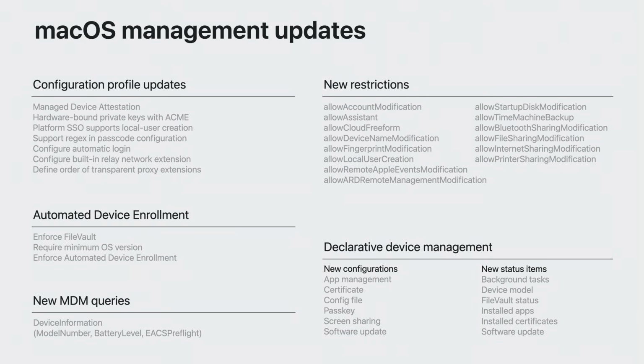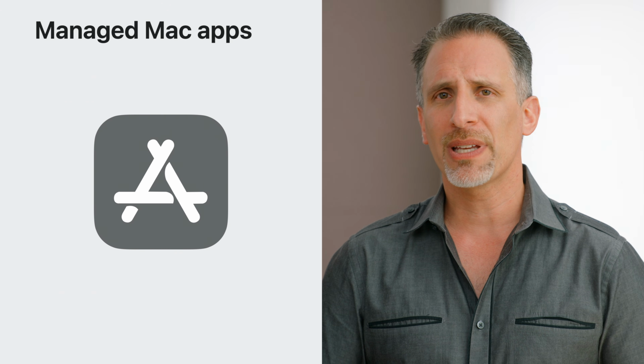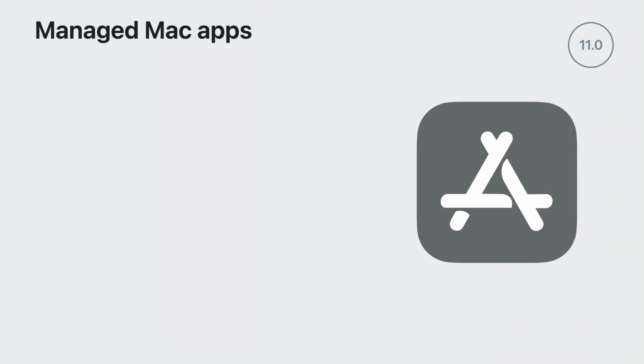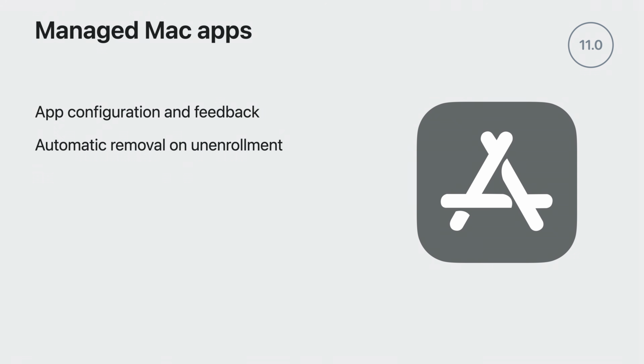We have covered a lot, from configuration profile updates to new restrictions, but there's even more management updates to discover. Now, let's take a look at the enhancements we have made to application management. Applications installed via MDM have been supported for years. macOS Big Sur introduced managed applications which support configuration and feedback, automatic removal on unenrollment, and the ability to remove the application via MDM.